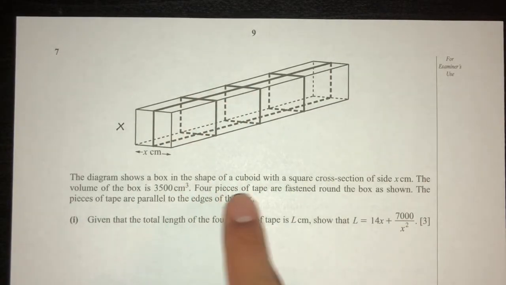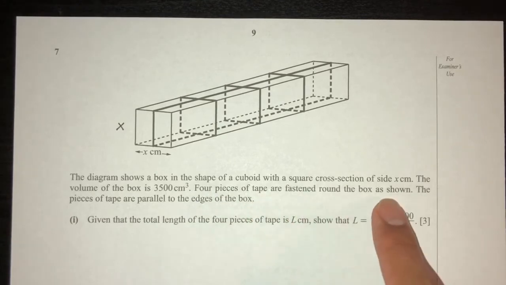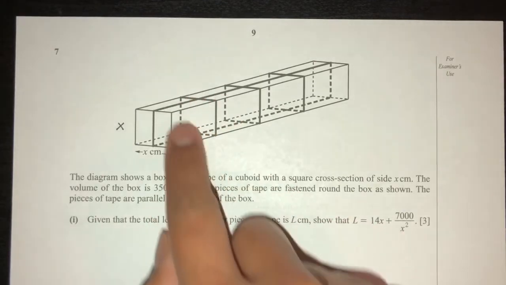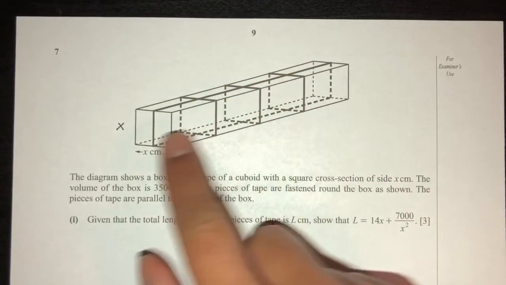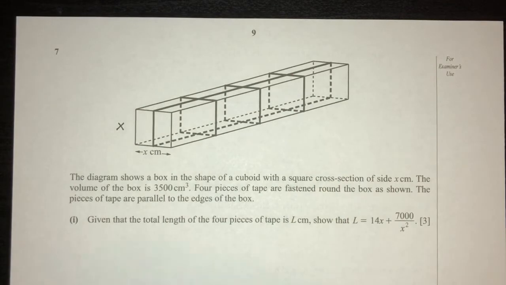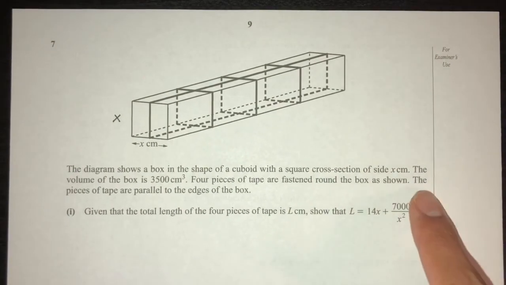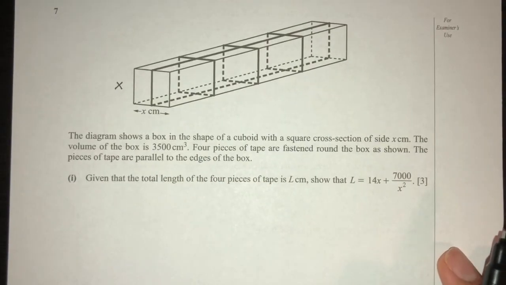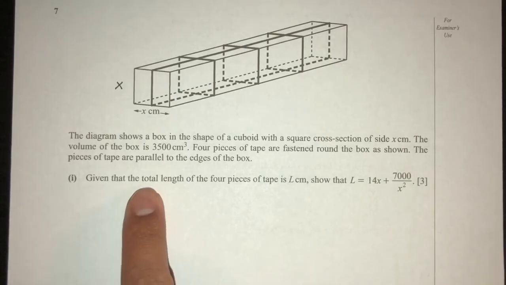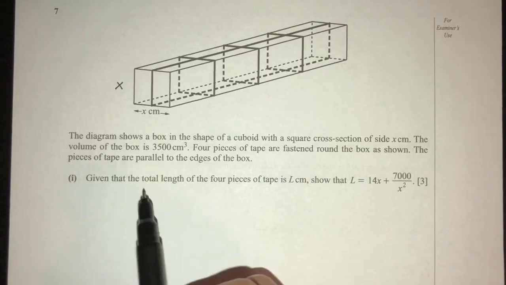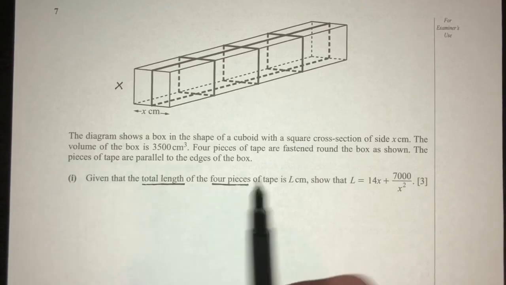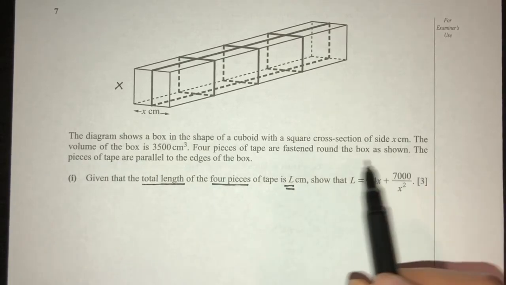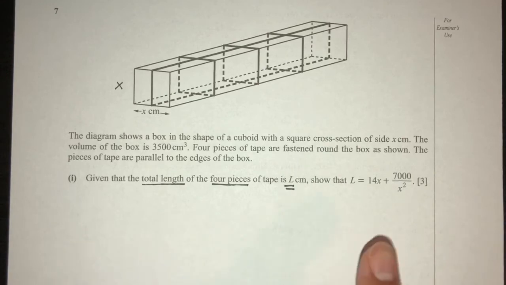Now 4 pieces of tape are fastened around the box as shown. So we have 4 pieces of tape. This is 1, 2, 3, and 4 pieces of tape. Okay. Now what else can we know here? The pieces of tape are parallel to the edges of the box. Okay, that's the information. Now part 1, given that the total length of the 4 pieces is equal to L, so L is equal to this equation. So what can we use to show that?